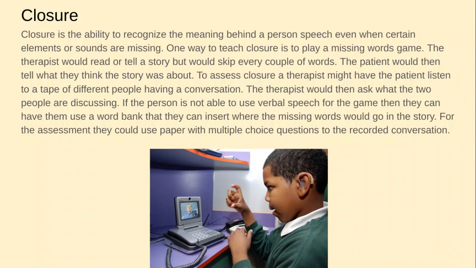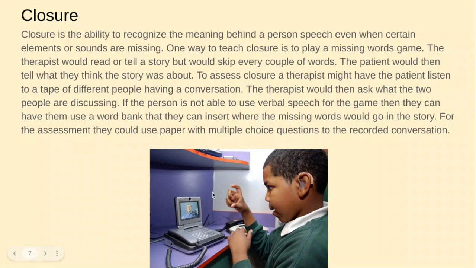If the person is not able to use verbal speech for the game, then they can have them use a word bank that they can insert where the missing words would go in the story. For the assessment, they could use paper with multiple choice questions for the recorded conversation.